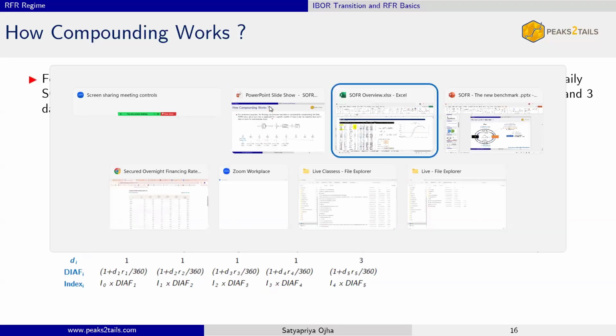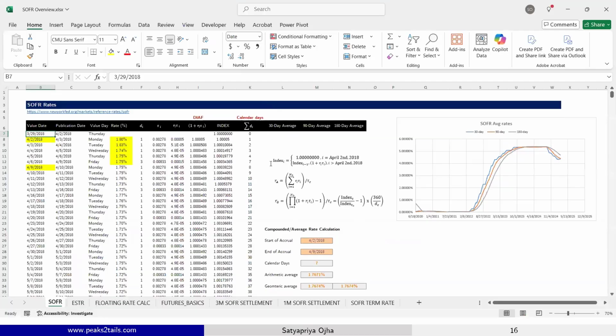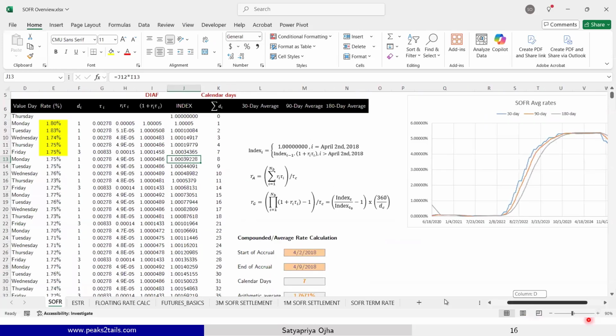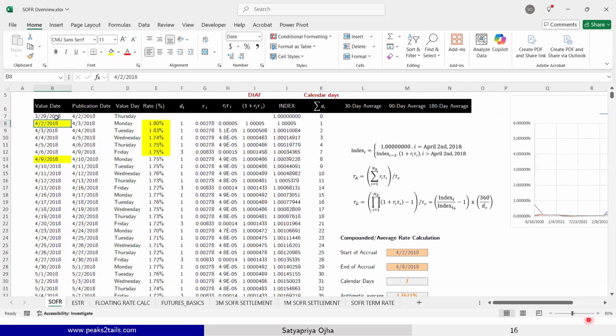Okay, so let's look at some of the basic calculations. So what I did, let me actually zoom this so it'll be easier for you to see. I downloaded the published SOFR rates from the Federal Reserve Bank New York website, as I showed you, right? The first time they published the SOFR was on 3rd April 2018. Okay, it is for the date 2nd April.